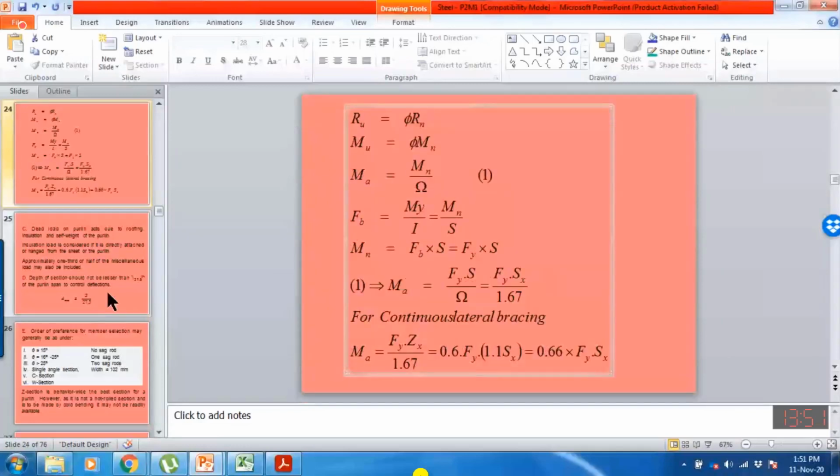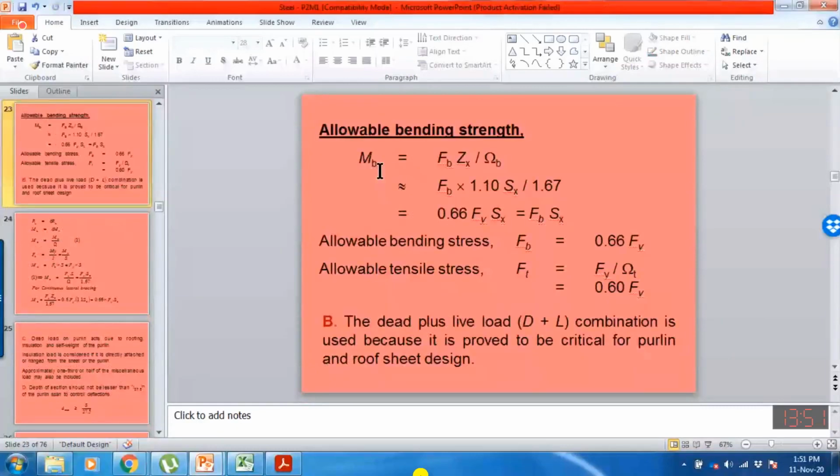So Mn, bending strength, bending capacity. I have written here Mn. You can write down Mb also. This doesn't matter. So bending strength is equal to Fb, bending stress, multiplied by plastic section modulus divided by the factor of safety in bending. So Fb, I'm replacing with Fy. 1 divided by 1.67 is equal to 0.6. And for the plastic stress distribution, I'm assuming that Zx is equal to 1.1 times the Sx. So the bending strength here is equal to 0.66 Fy.